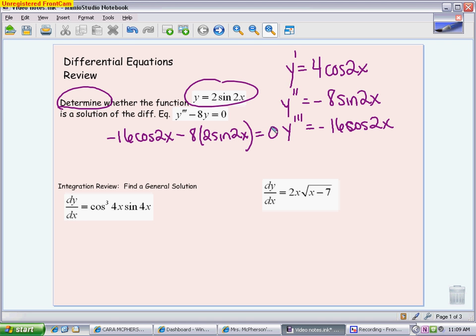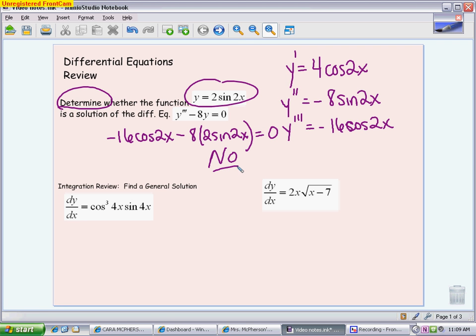There are a couple of issues. They're both negative, so they're not going to cancel. And we actually have two different trig functions, a cosine minus a sine, and that's not going to cancel. So my answer to this one would be no, it is not a solution. And my justification is the work that you've shown. So you don't have to do any extra work or write a sentence explaining it. Your work stands for your explanation.